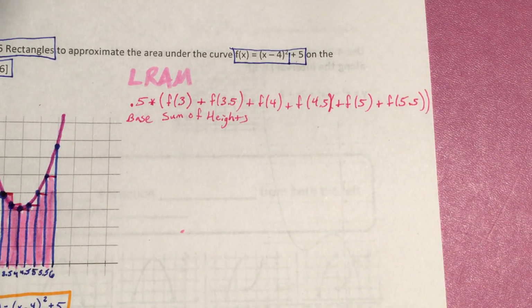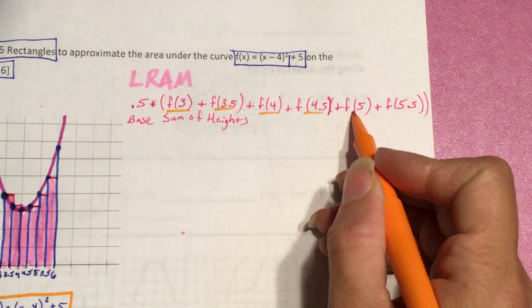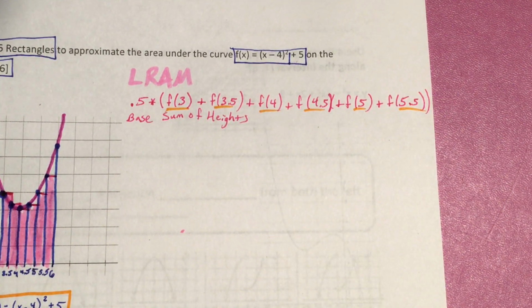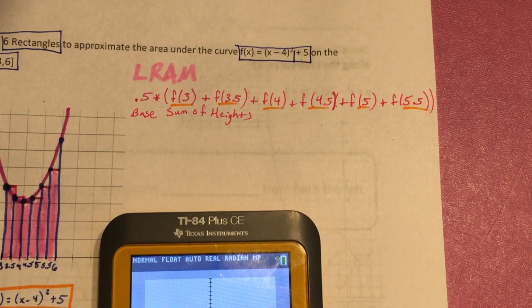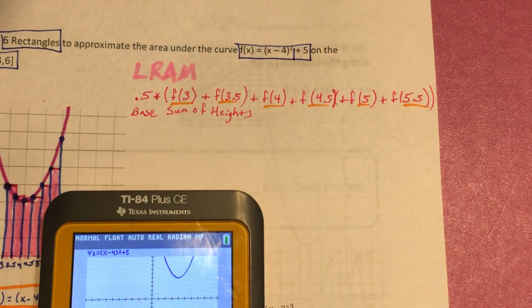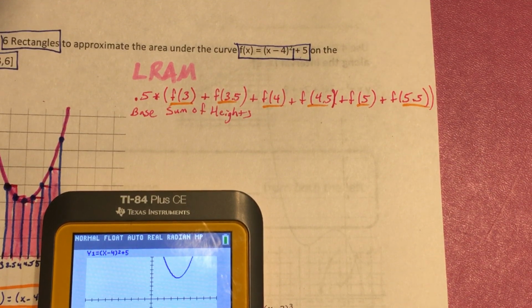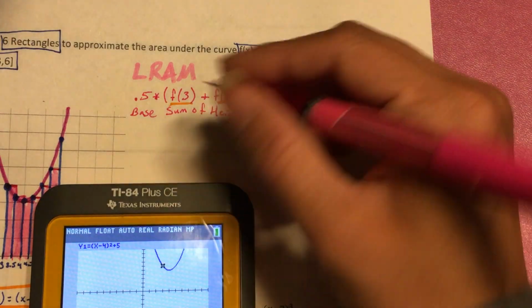Now we can use our calculator to evaluate our function at each of those values. You can use the trace button or you can use the table. I'm going to demonstrate using the trace button, so that we don't have to go by half intervals on our table. So let's do trace 3. That gives me 6.